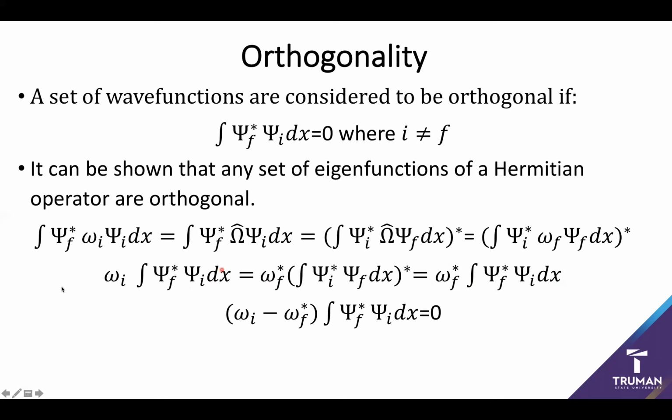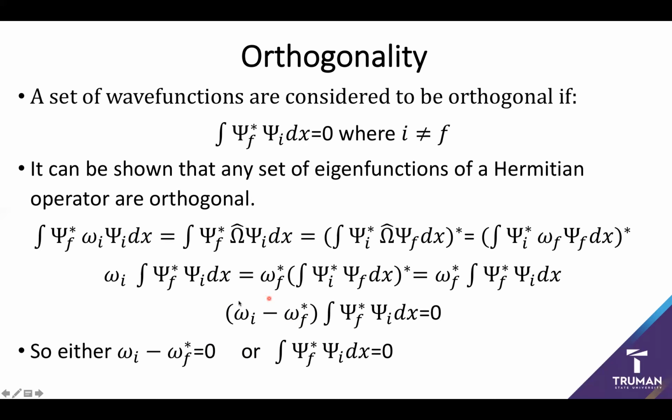And since they share a set of wave functions, I can collapse that down to a single expression. However, since the eigenvalues differ, what I'm left with is the difference between my eigenvalue of i and the complex conjugate of the eigenvalue of f. Now, this seems a little bit much, but what this really helps show is that if I'm dealing with the eigenfunctions of a Hermitian operator, one of two things must be true. Either these two eigenvalues have to be identical, because if these two are identical, then it goes to 0, and then this whole left-hand side goes to 0.